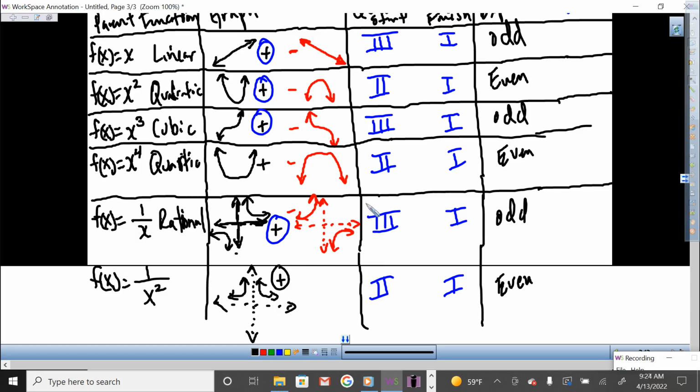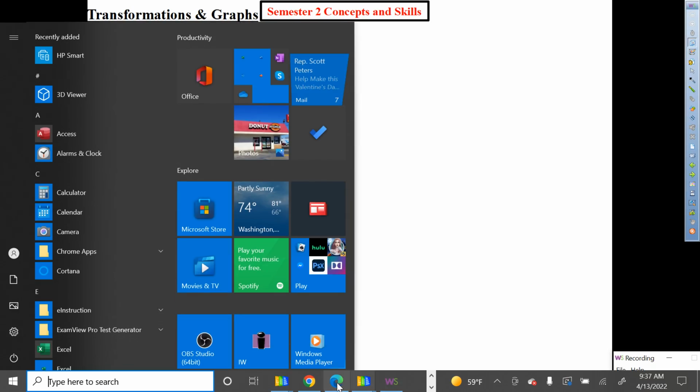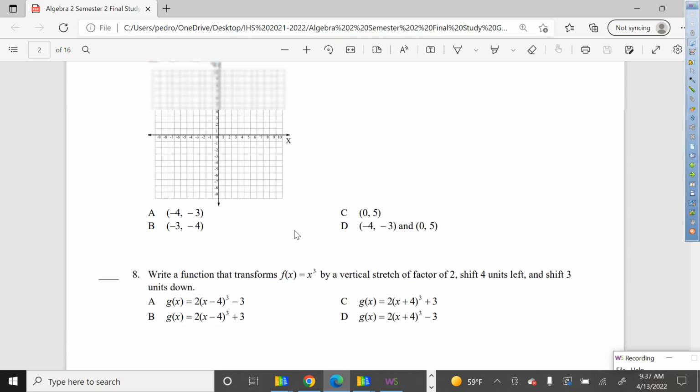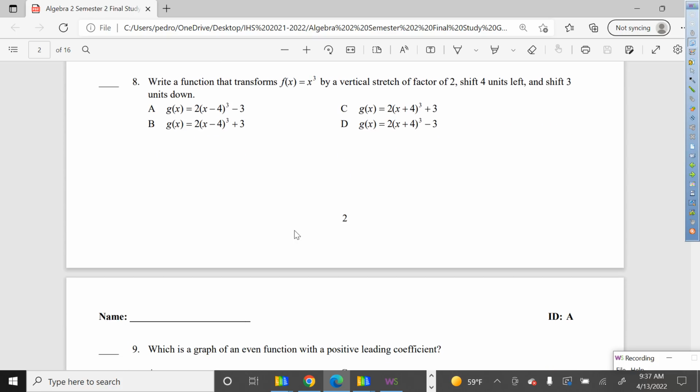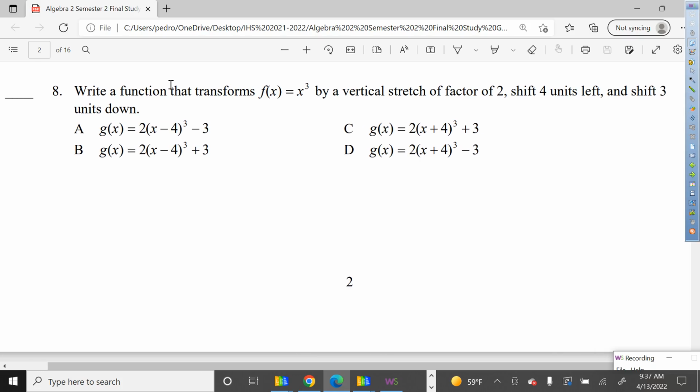Okay? All right, so with that said, get your study guide in front of you. Hopefully that's a good review for transformations and graphs. So let me get my study guide, which brings us to number 8. Let me zoom in. It reads, write a function that transforms f of x equals x cubed by a vertical stretch of a factor of 2, shift of 4 units to the left, and shift of 3 units down.